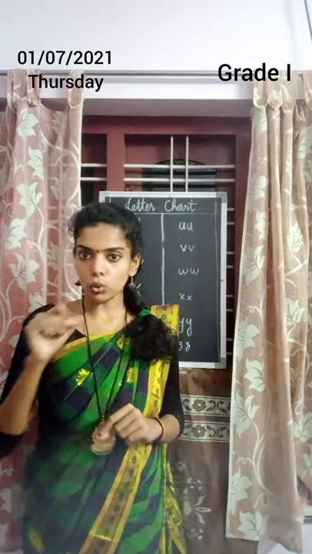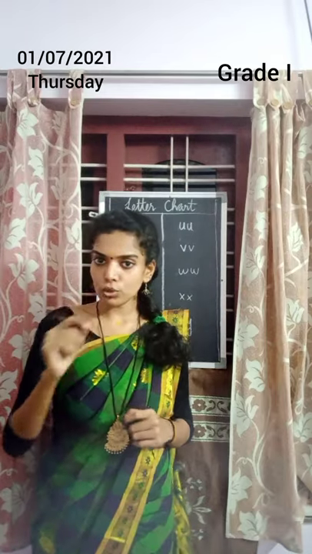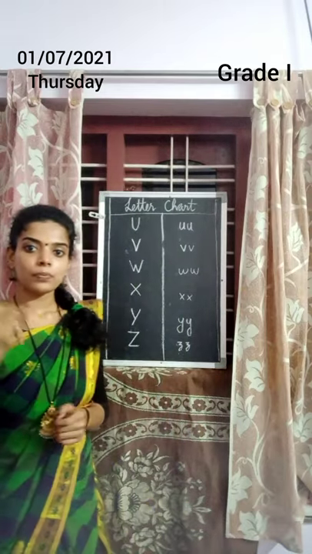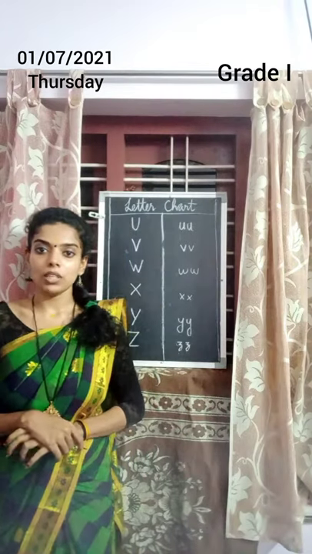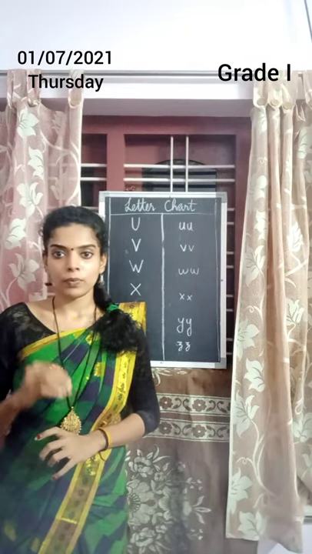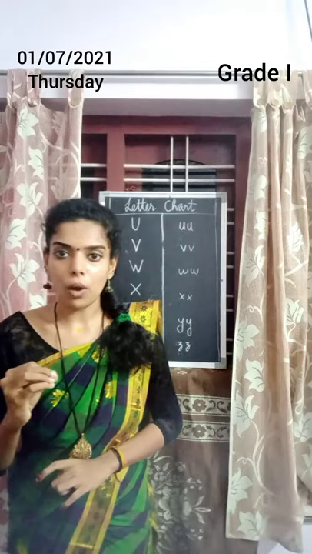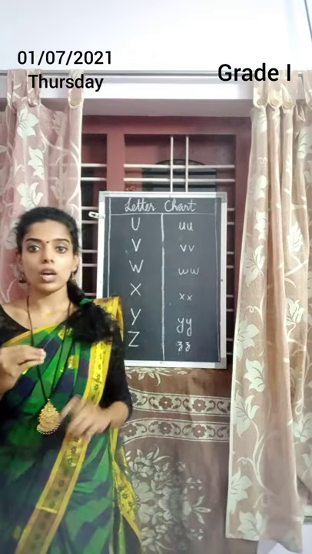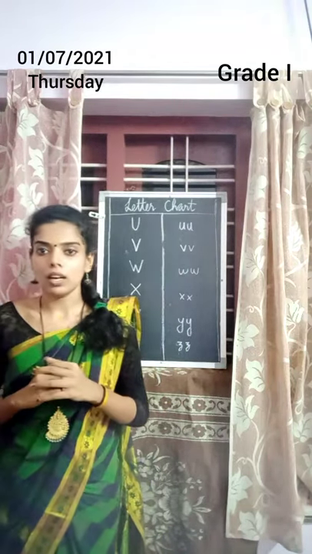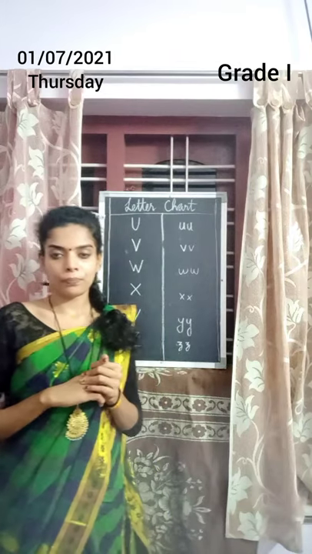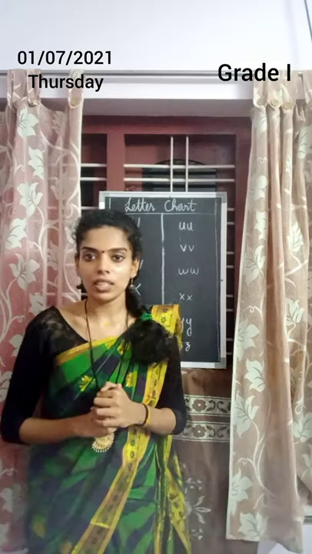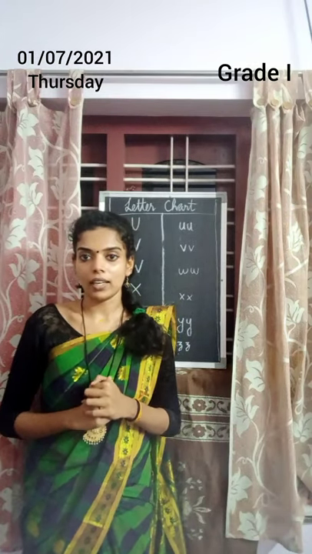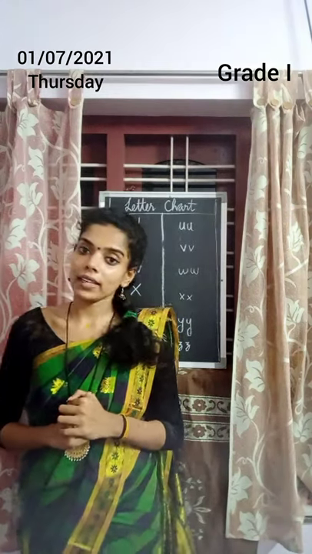The next one is U. The sound of letter U is U. The examples are unicorn, uniform. Okay. The next one is V. The sound of letter V is V. Examples: violin, vacuum.